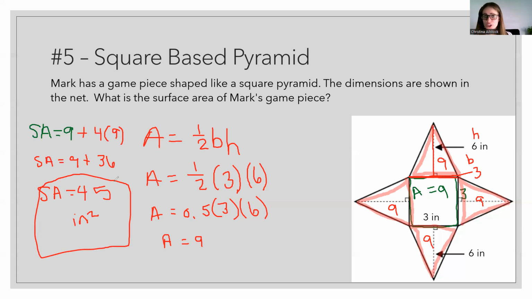All right, hopefully this video helped clear up some of the questions you maybe had on surface area, and gave you a little bit more examples. So the surface area of Mark's game piece here was 45 inches squared. Forgot to add that little word problem part into it. So go ahead and, if you need to work on your test, hopefully this has helped. Have another attempt on it, work on it.